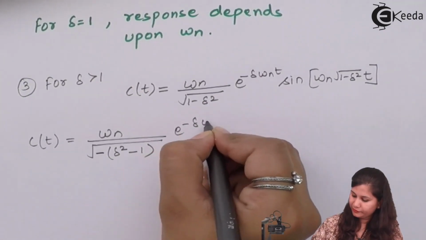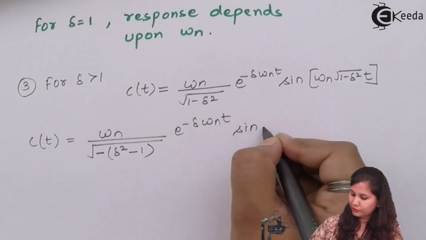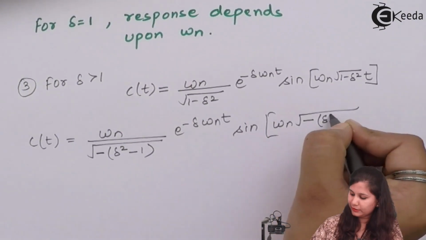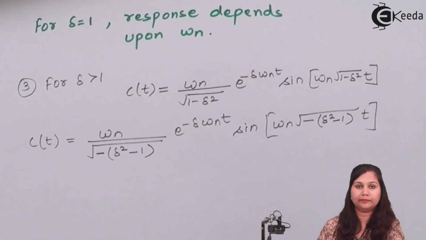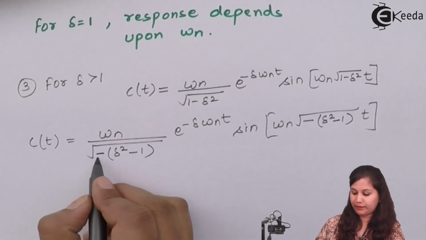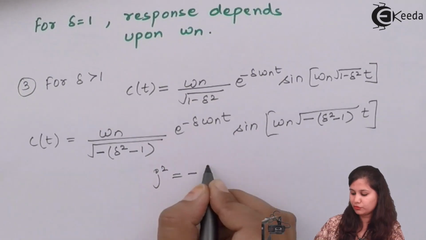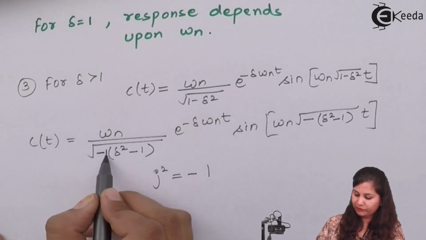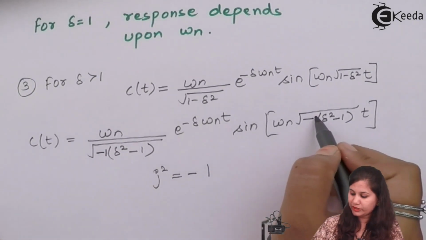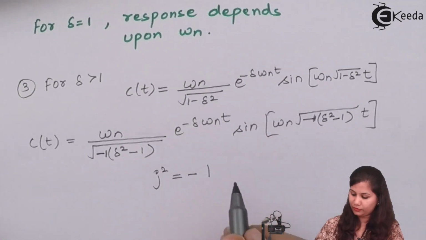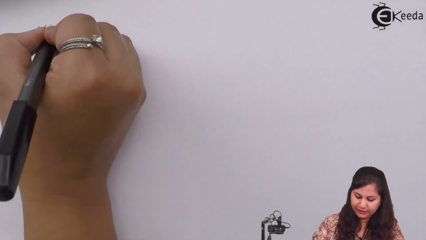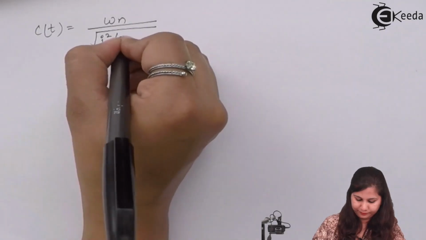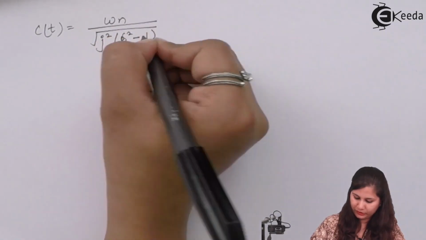And here, from here also we can take minus sign common. So minus del square minus 1 and this is t. Now, because we know that j square is equals to minus 1, in place of this minus 1 we can write j square, and in place of this minus 1 we can write j square. So we can write here ct equals to omega n upon under root of j square into del square minus 1.